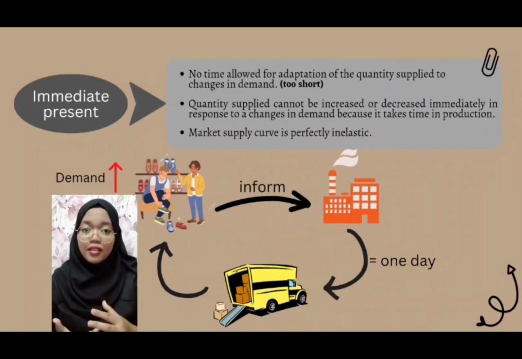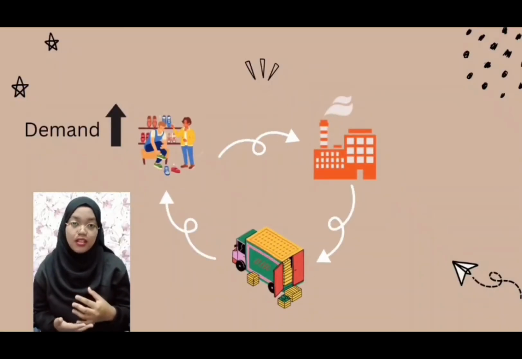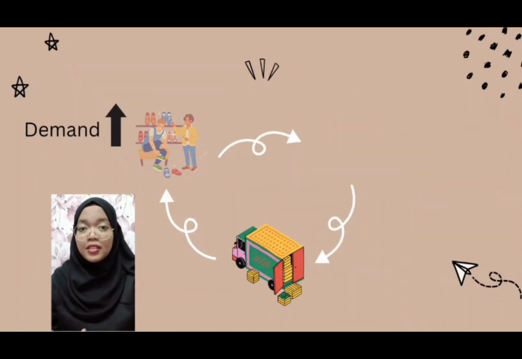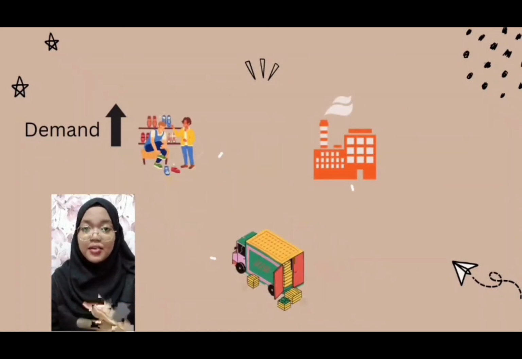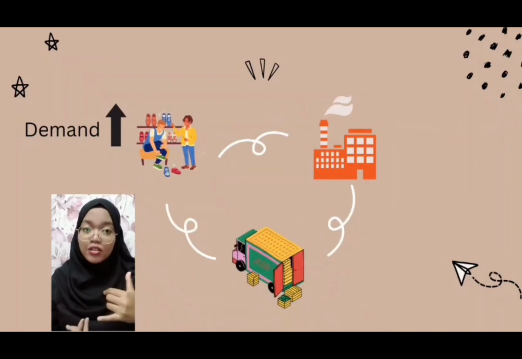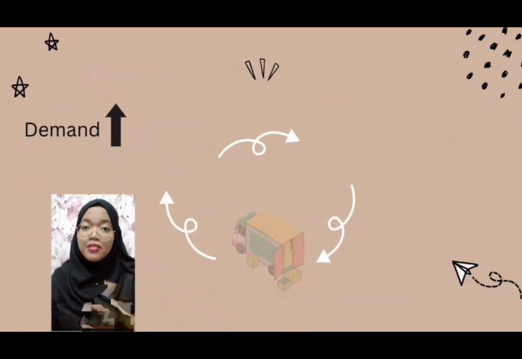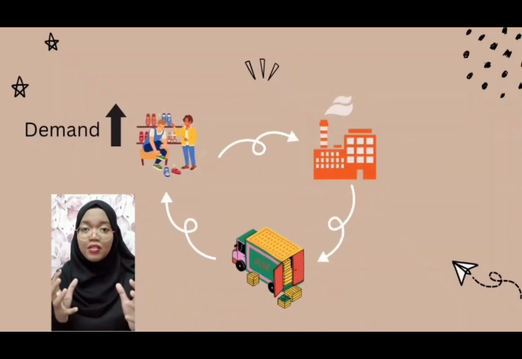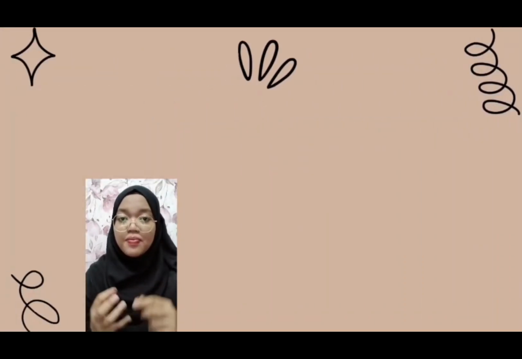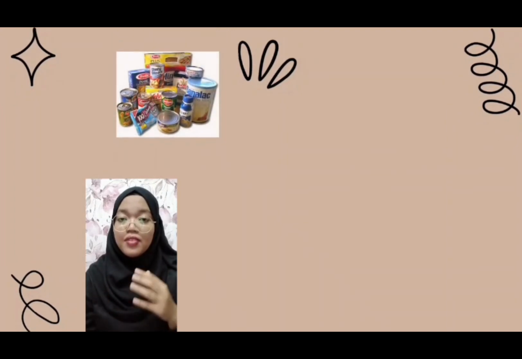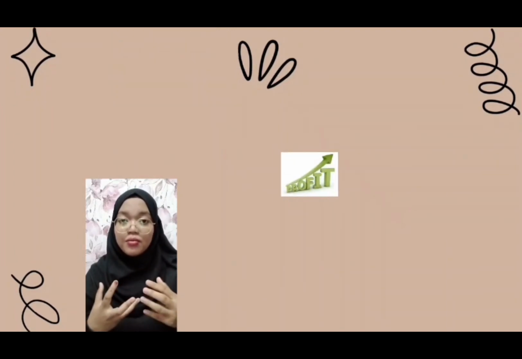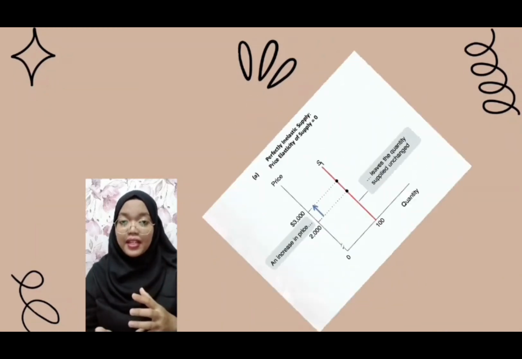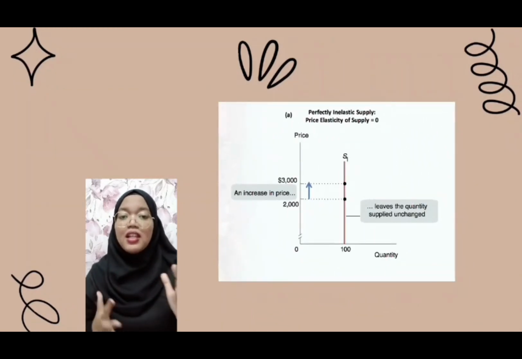For example, a shoe shop that Siti has increased in demand because they have a lot of customers who need shoes. Then they have to call the manufacturer to deliver the stock, so it takes time to deliver. Next, if a good is perishable, and we assume that the seller is trying to maximize profit or minimize losses, the market supply curve is perfectly inelastic.